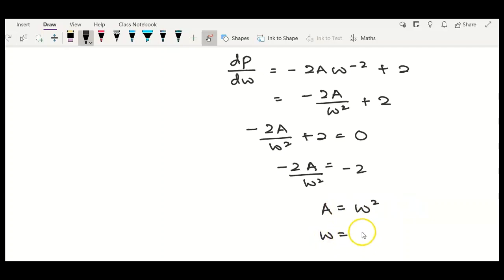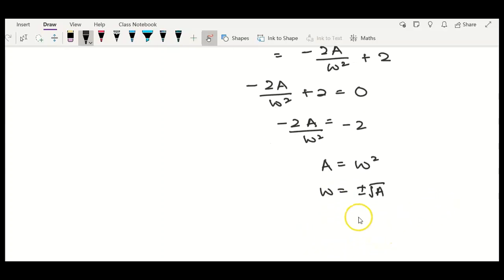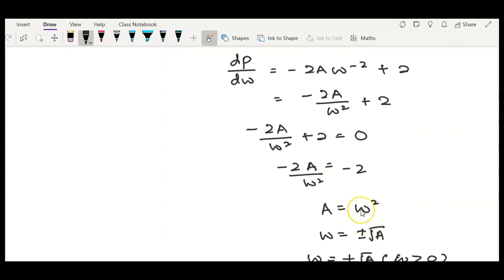Or W equals positive or negative square root of A. Since W represents the width of the rectangle, we will discard the negative value. We only accept the positive square root of A because W is always greater than 0. Then we're not sure yet. Again, we need to confirm whether this value makes our P minimum. We need to test with the second derivative.